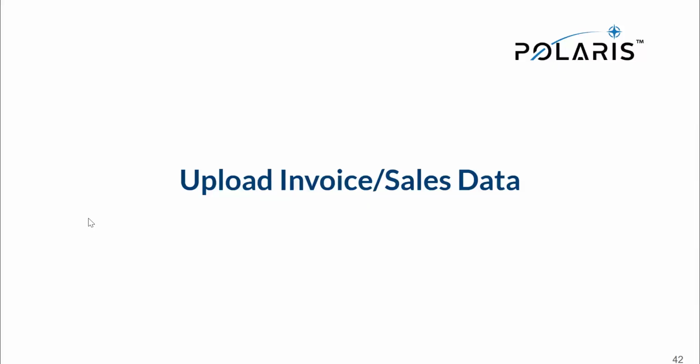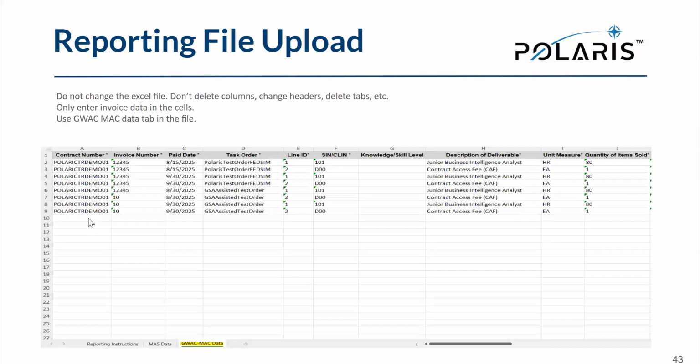Okay, now I will go over how to upload an invoice. Use the spreadsheet template provided if you choose to upload your invoices. To get a copy of the file, go to the reporting menu and select Download Template. Do not change the file. Don't delete columns, don't change headers, don't delete tabs. Only enter invoice data in the cells and use the GWAC MAC data tab in the file.